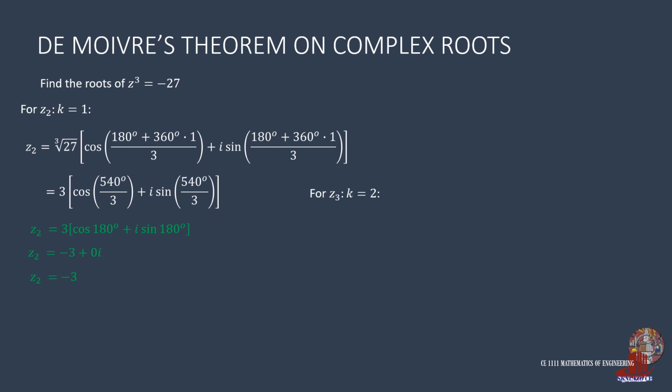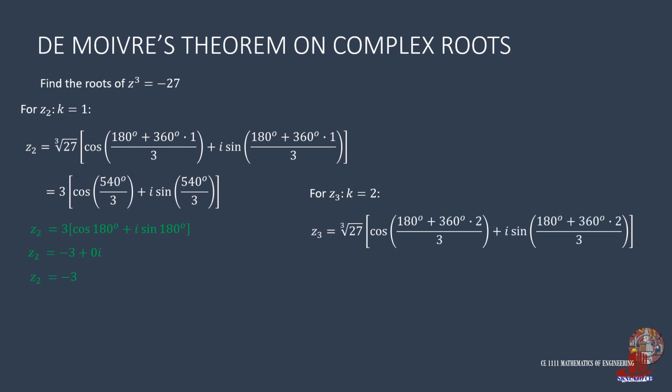The third complex root uses k as 2. Place this into the equation to have the cube root of 27 times CIS of 180 plus 360 times 2 all upon 3. The argument is then added to make 900 degrees. So the third complex root is 3 cosine of 300 plus I sine of 300 degrees. In rectangular form, we get 3/2 minus 3 root of 3 over 2 times I.